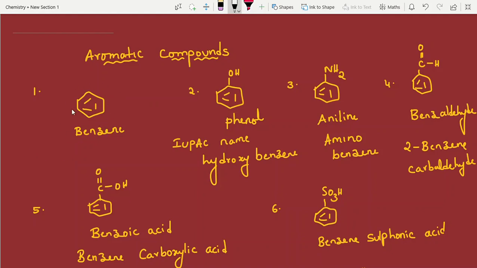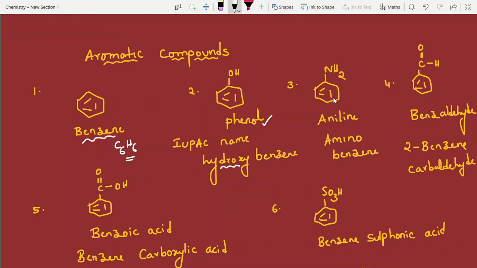This is benzene. Its molecular formula is C6H6. Most of the students have an idea about this one. This is benzene, C6H6. This is OH. We call the OH group hydroxy, as a prefix name, and benzene is the suffix name, so hydroxybenzene. This is the general name. The common name is phenol. And this is aminobenzene, which is the IUPAC name.